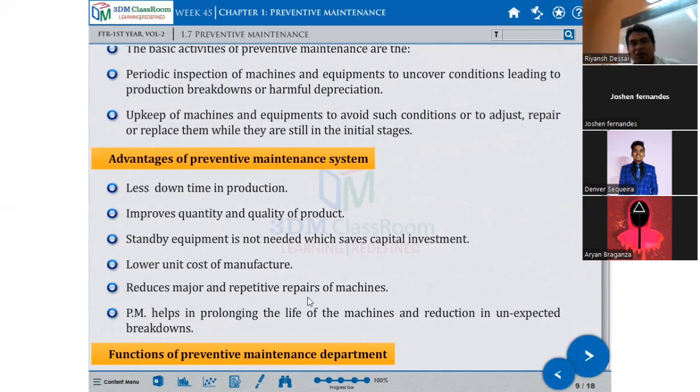Suppose one pump is running continuously. Especially in the fire hydrant system, in a cinema theater or a bank, there is a red pipe available. There will be a red pipeline, and a glass cover. In case of fire, please break it. That is a fire hydrant system.